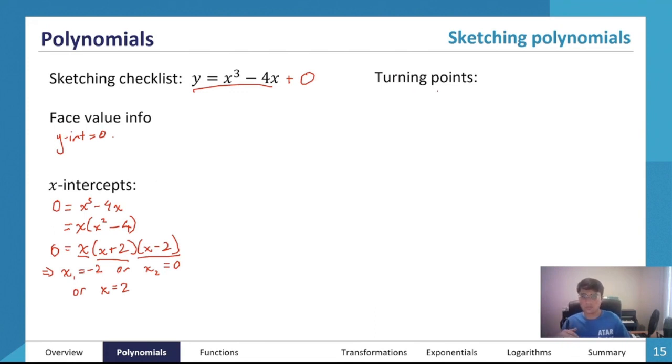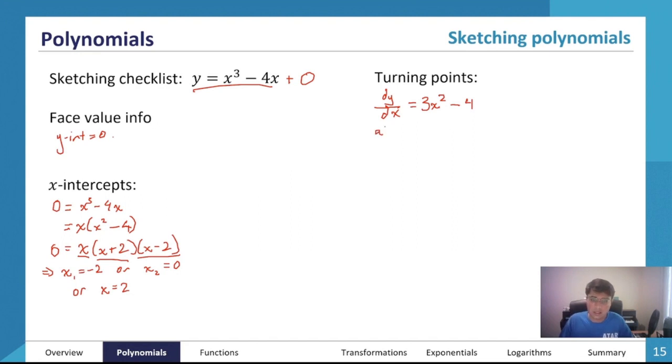Now the turning points, again, you might have a little bit of practice with this from your 1-2 study, in which case this will be useful to you just as a quick reminder. With the turning points, remember, we're just looking for where the derivative is equal to 0. So we have x cubed, the derivative of that is 3x squared. You bring the power down and then subtract 1 from the power. And then the derivative of negative 4x is minus 4.